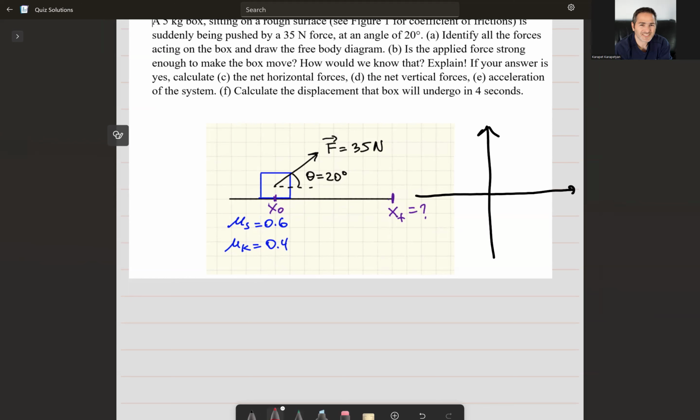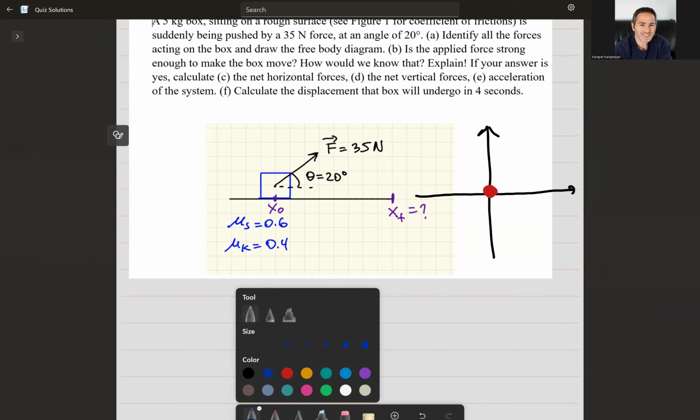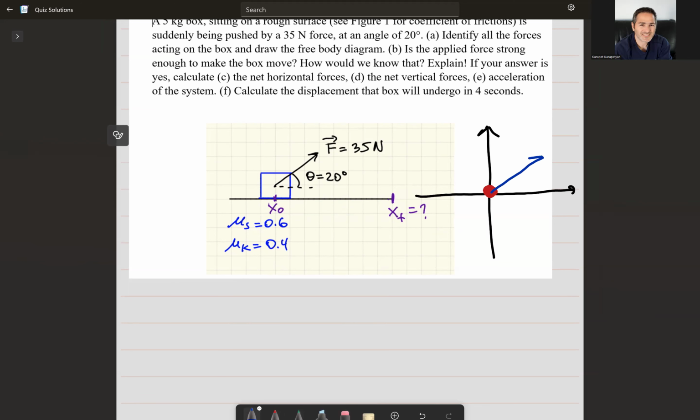I will then take my object to be at the center as a particle. And then the forces acting will be the first agent. So this will be then applied force acting at 20 degrees. Then Earth exerting gravitational force straight down, normal force straight up, perpendicular to the surface, and then the friction.